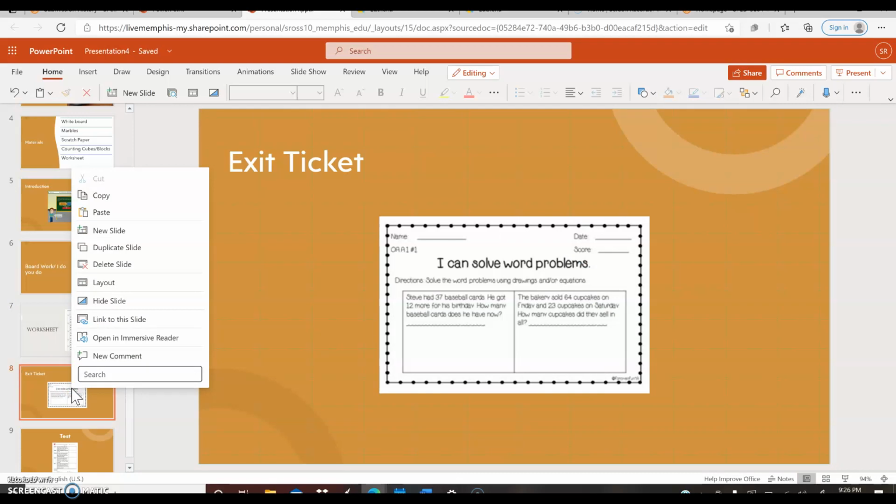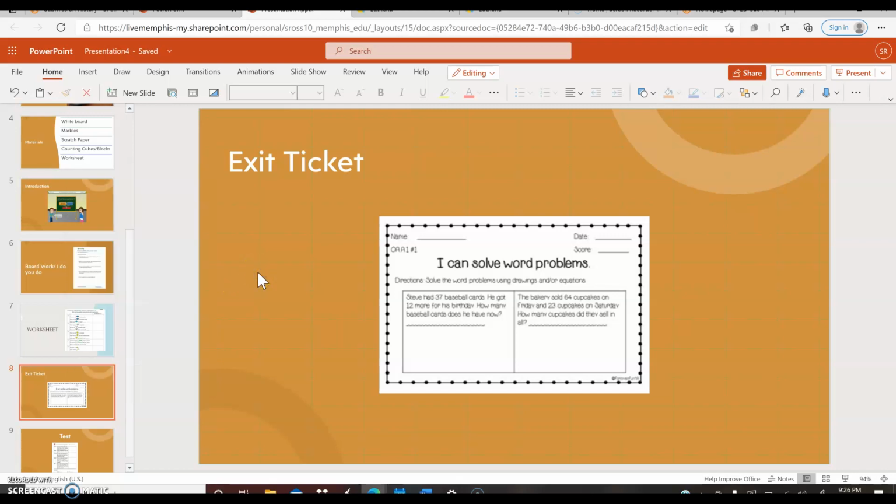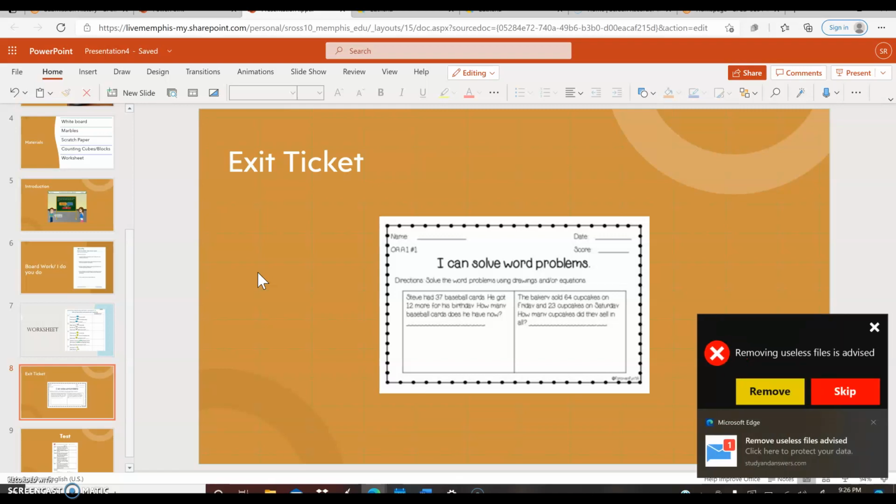Next, after the assignment, it would be the exit ticket, which consists of word problems. I can solve word problems. The directions: solve the word problems using the drawings and or equations. Steve had 37 baseball cards. He got 12 more for his birthday. How many baseball cards does he have now? The next question: the bakery sold 64 cupcakes on Friday, 23 cupcakes on Saturday. How many cupcakes did they sell in all?